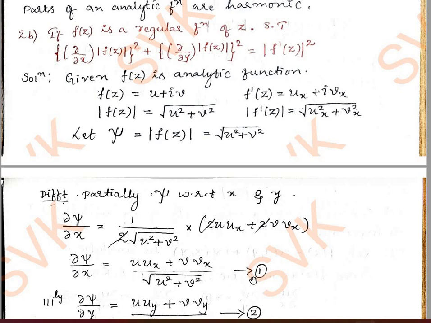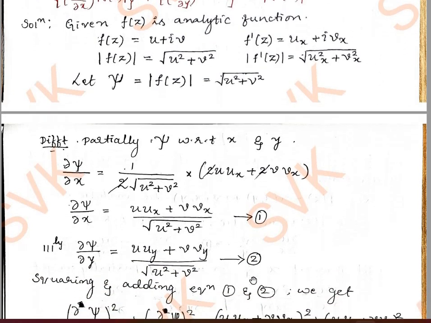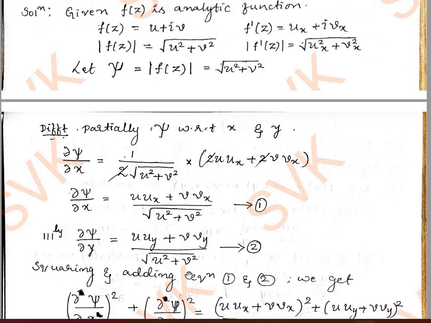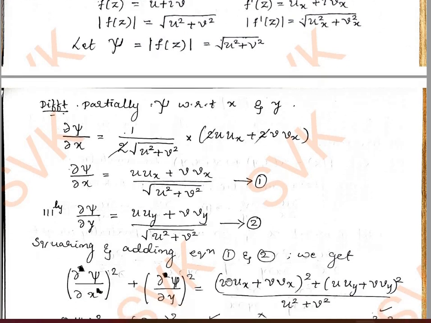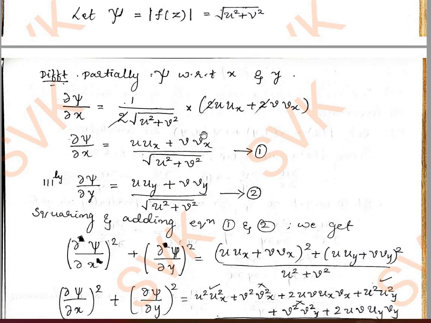Similarly, we can write del psi by del y as (u uy plus v vy) whole divided by square root of u square plus v square. Name that as equation 2. Now squaring and adding equation 1 and 2. You just square both sides and add left hand side and right hand side.